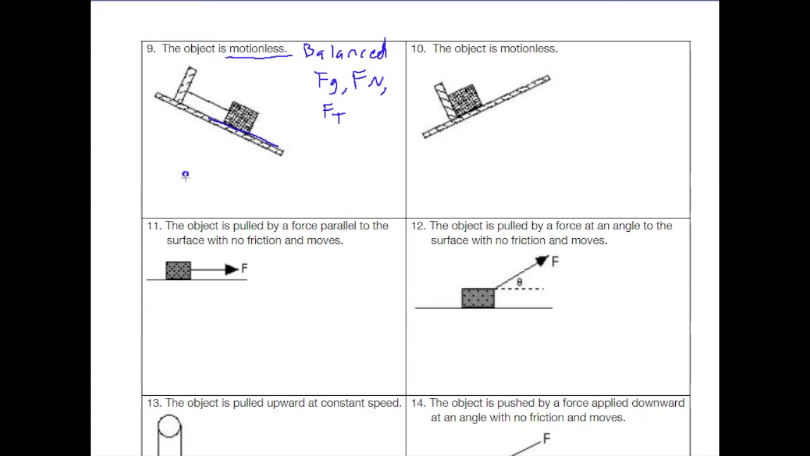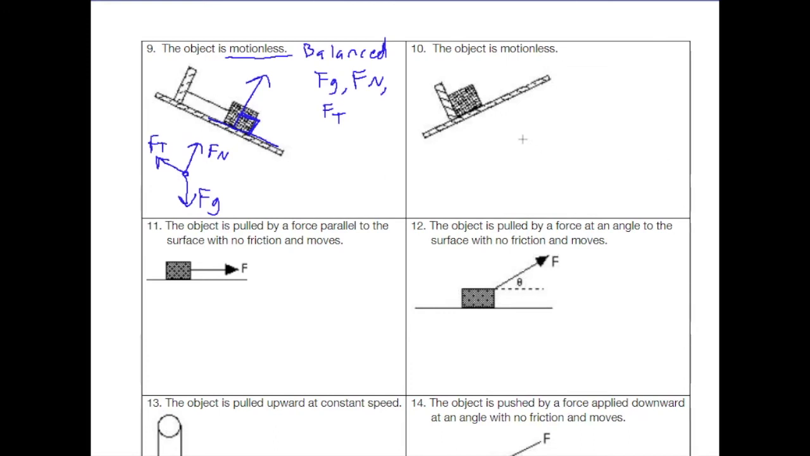Now drawing my free body diagram, I have force gravity pointed down. Since this box is on an incline, or it's on a slanted surface, I'm going to have force normal pointed up perpendicular from that surface. Then I have force tension pointed in the same direction as my string.